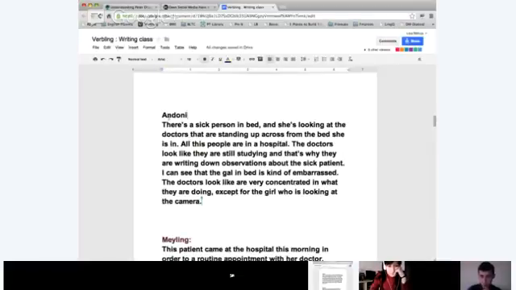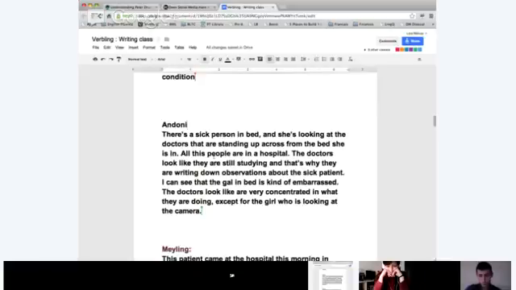There's a sick person in bed, and she's looking at the doctors that are standing up across from the bed she's in. All these people are in a hospital. The doctors look like they're still studying, and that's why they're writing down observations about the sick patient. I can see that the gal in bed is kind of embarrassed. The doctors look like are very concentrated in what they are doing, except for the girl who is looking at the camera.